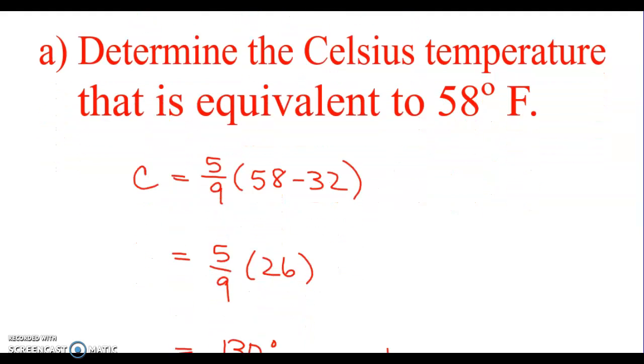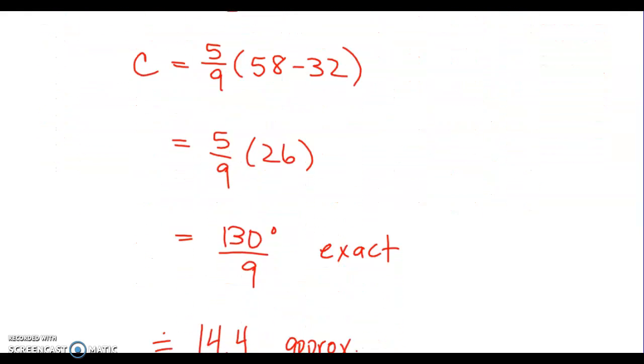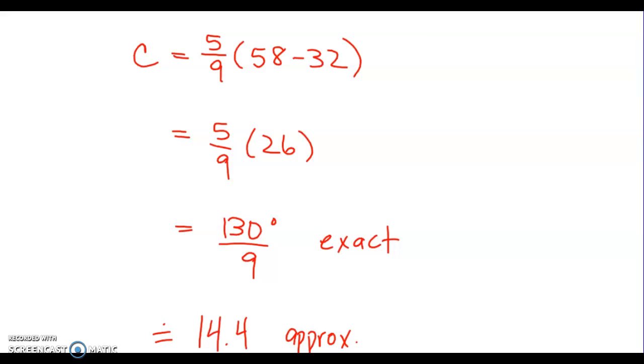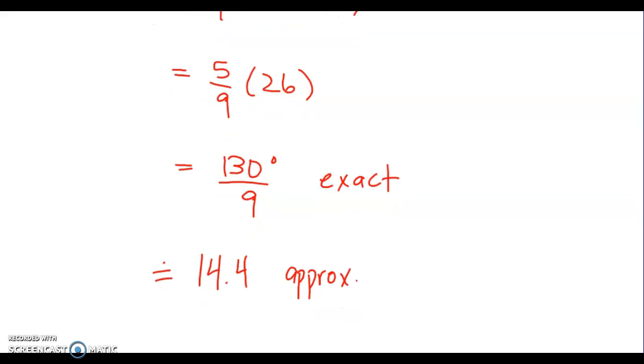So C equals 5/9 times (58 minus 32). I have to follow BEDMAS, so I first do what's inside the brackets. 58 minus 32 is 26 times 5/9. So this is 26 over 1, so I could multiply first the 5 times 26, which gives me 130, divided by 9. So that's my exact answer, 130 over 9. Or I could divide that out with my calculator and get an approximation of 14.4 degrees Celsius.